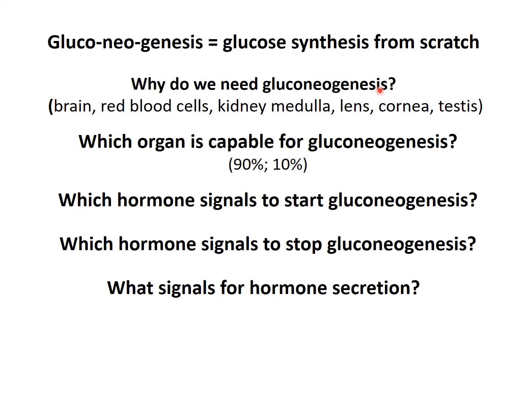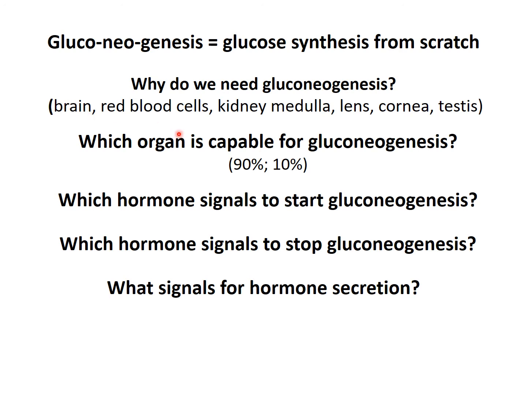Now, why do we need gluconeogenesis? Think about these particular cells. These cells are all glucose users. Testis, cornea, lens, kidney medulla, red blood cells are anaerobic, so the only food for them is glucose. The nervous cells of the nervous system are aerobic, but you may recall that the blood-brain barrier does not let through fatty acids, which means that a lot of glucose will be used by the cells of the central nervous system.